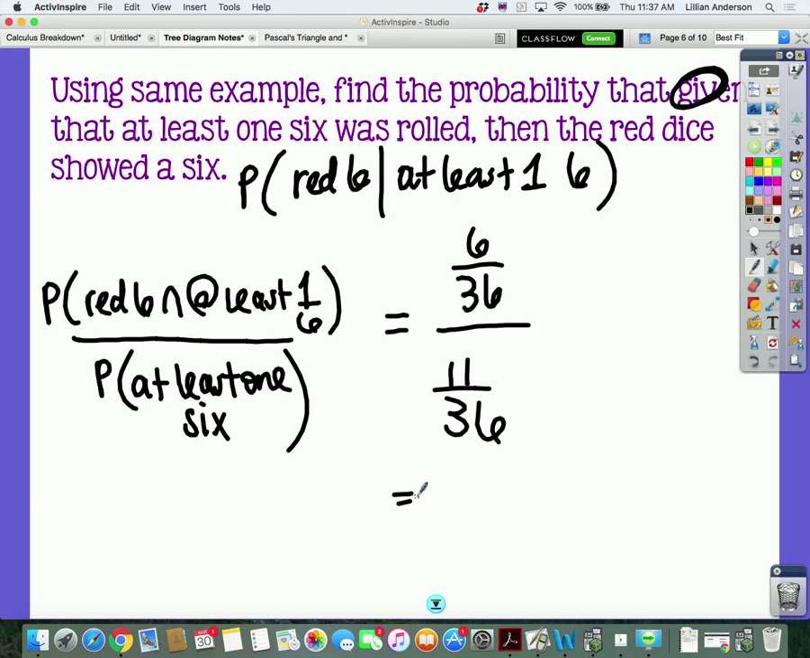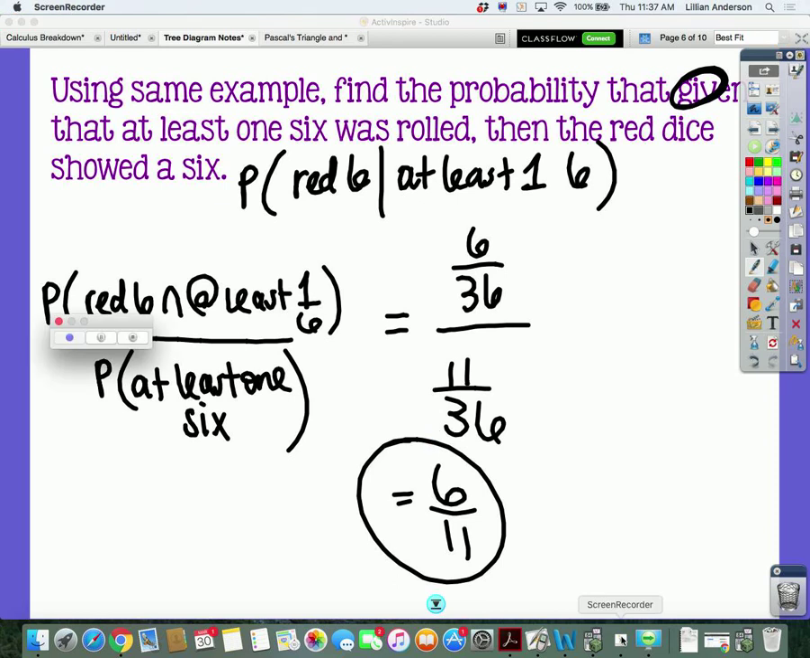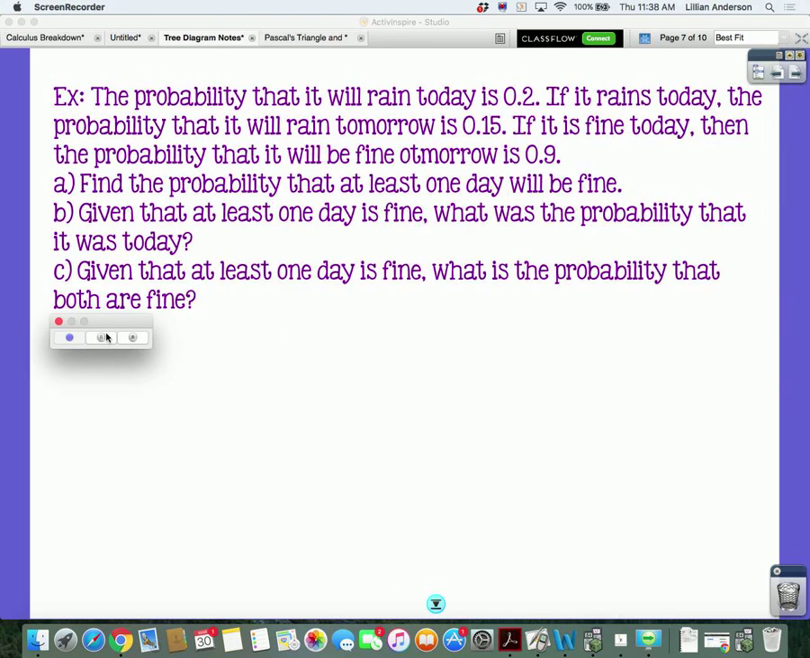At this point, you just simplify. And what do you get? 6 over 11. The 36s are going to end up canceling each other out, and then that's the probability of this particular situation. With this particular example, I would like you, after you get it written down, to draw your tree diagram that represents the situation, before we start answering all these questions.